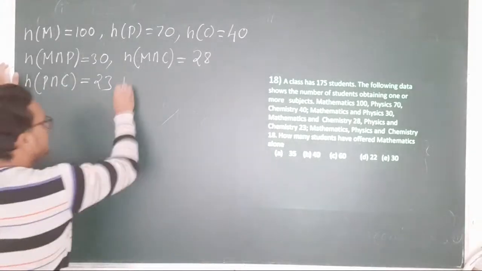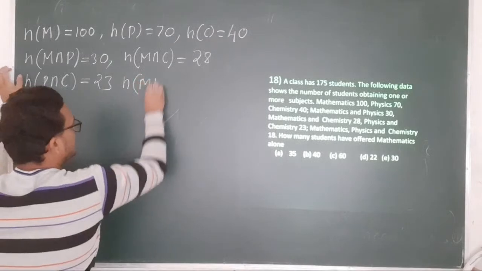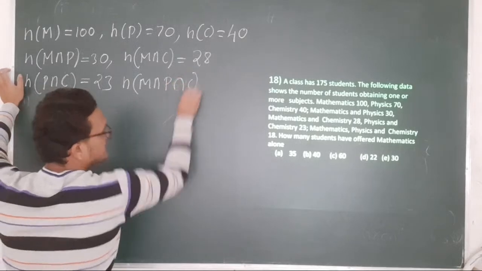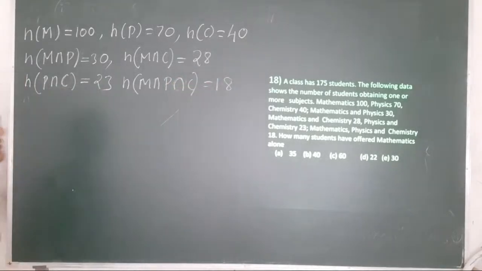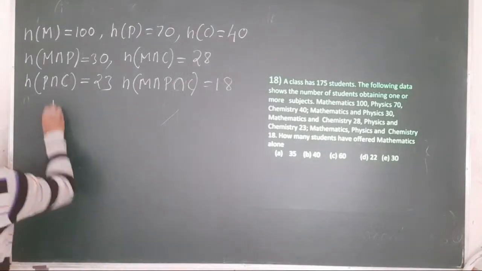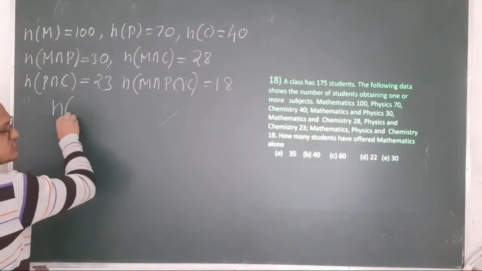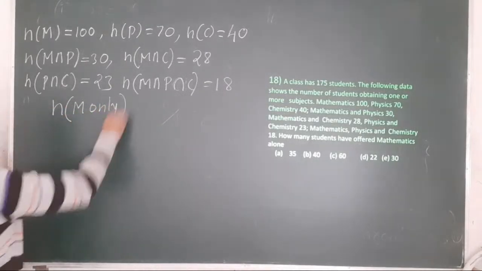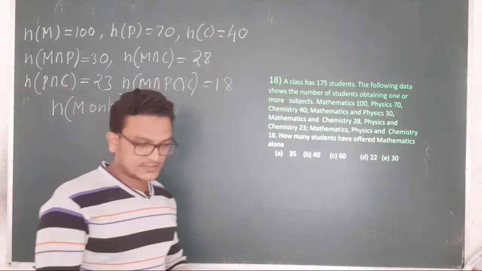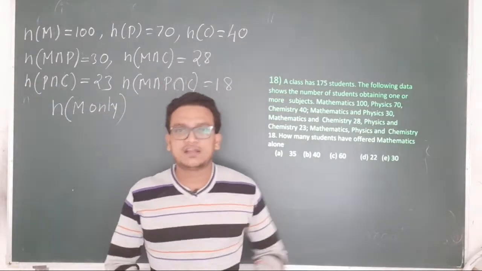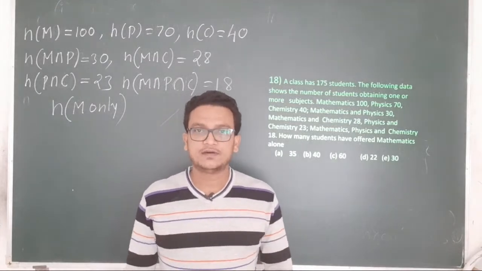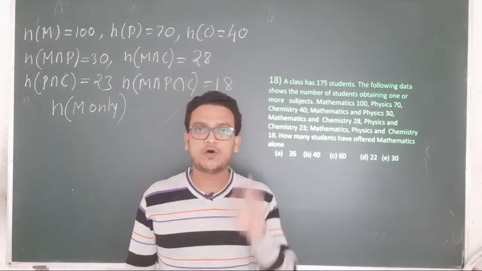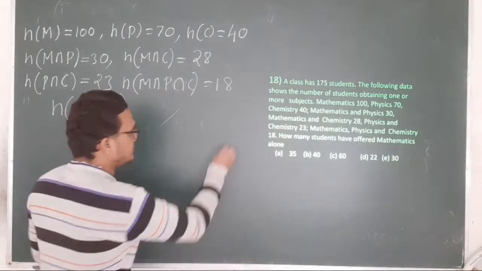And the last one, mathematics, physics and chemistry will be 18. It means you have to take the intersection of all the three: M intersection P intersection C is 18. Then you have to find the number of students who have offered mathematics alone, that means mathematics only. In yesterday's theory class, I had given the Venn diagram representation as well as the formula for three sets.